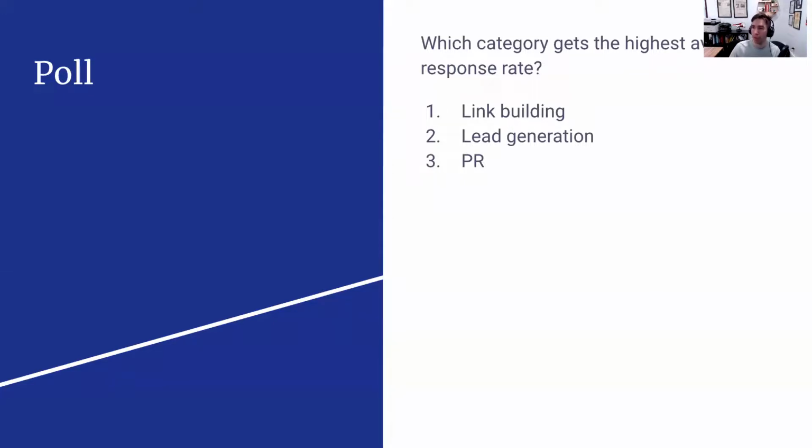All right. Let's go 3, 2, 1, and shut it down. So here are the results of what people are thinking. Link building, it looks like, is tied with PR at 26%, and lead generation is at 48% if you think that it has the highest response rate. So let's see.